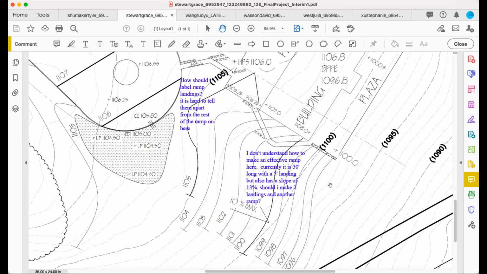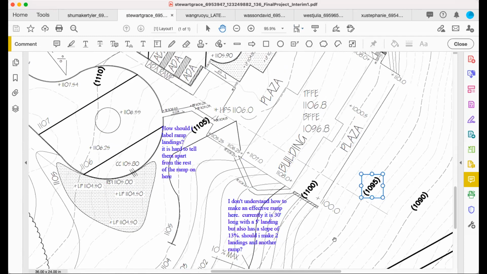Your ramp doesn't seem like it's long enough yet. This one needs to be longer. Doesn't seem like it's 180 feet yet. 200 feet, sorry. Because you have 10 foot of elevation difference to overcome, that's why you need a 200 feet long ramp at an average 5% slope.